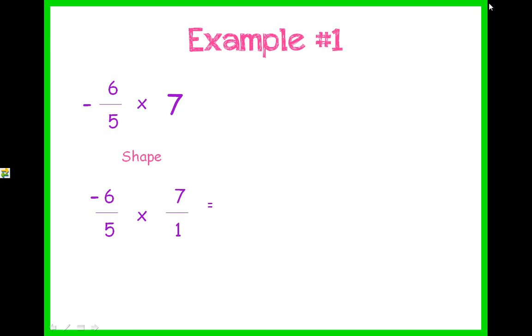Next thing you're going to do after you shape is operate. You're going to multiply straight across. So now we have that negative in a place, we can use it. A negative 6 times 7 will give us a negative 42. And then that'll be over, and you multiply straight across here. Now we're going to multiply the bottom. 5 times 1 will give you 5.